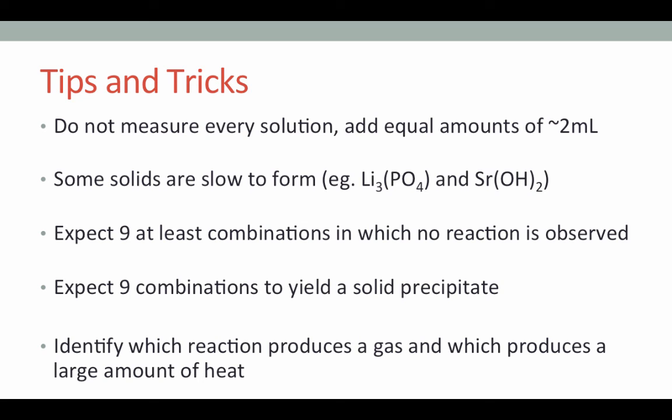Okay, a few tips and tricks for when you're going into the lab. It's not necessary when you are combining your solutions A through G to use exactly 2 milliliters of each solution. This would take far too long for you to measure out accurately and involve a lot of washing of your glassware. So for the first couple of tubes, do measure out 2 milliliters with your graduated cylinder. Try to get an idea of how much that is. And then for the subsequent reactions, just eyeball that you're adding roughly equal amounts, around 2 milliliters, of each reactant into the tube.